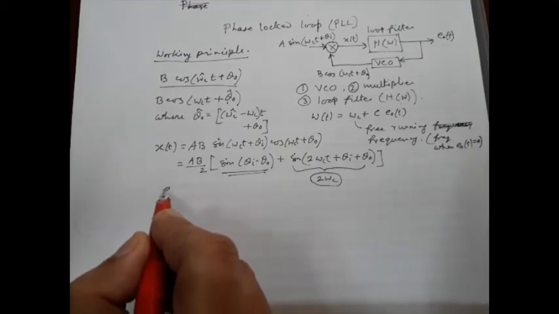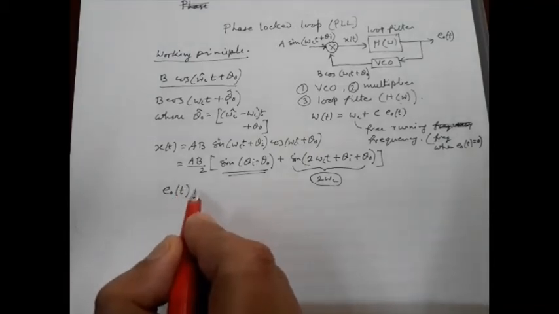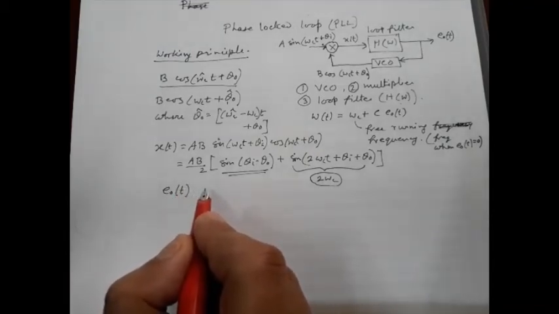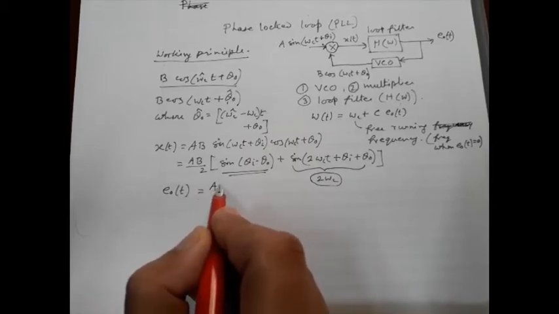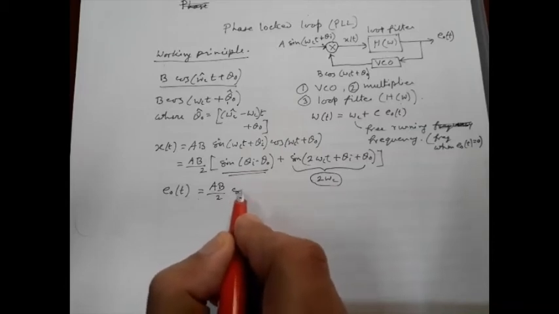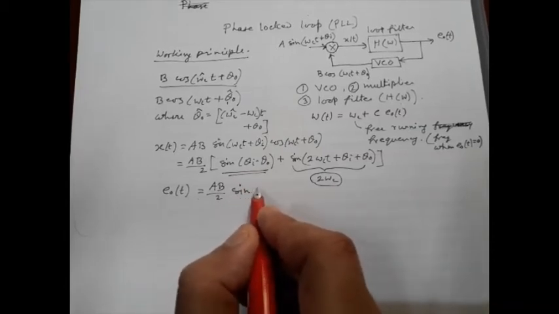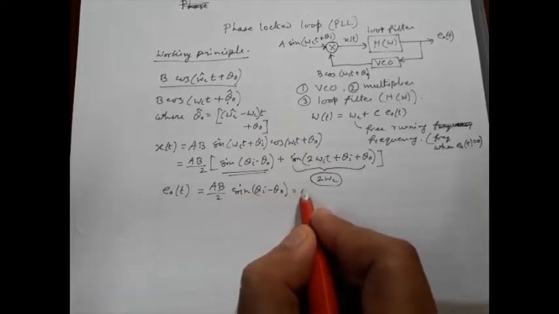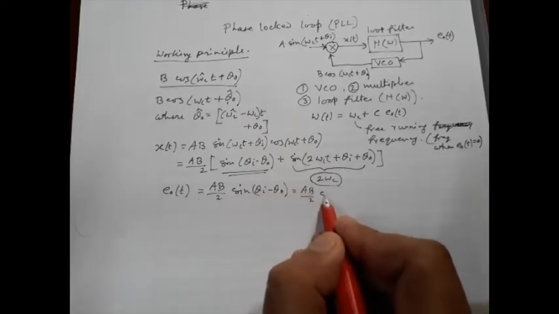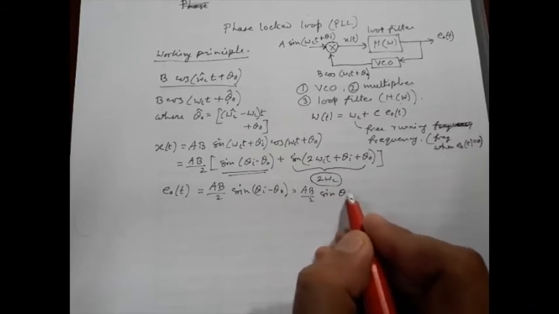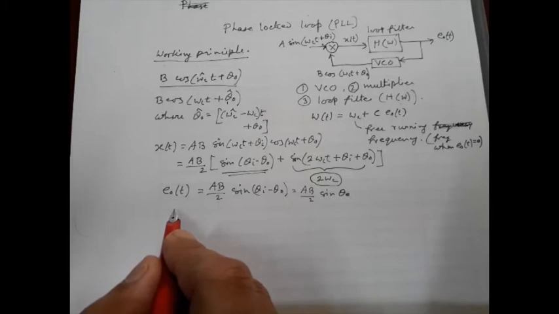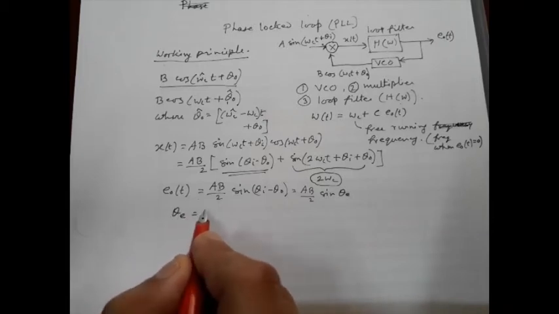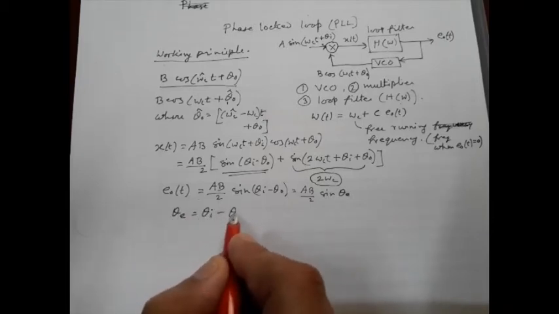So the output E0(t), also called the error voltage, is equal to AB by 2 sine of (theta I minus theta 0), that is equal to AB by 2 sine of, say, theta E. Theta E is the phase error, where theta E equals theta I minus theta 0.